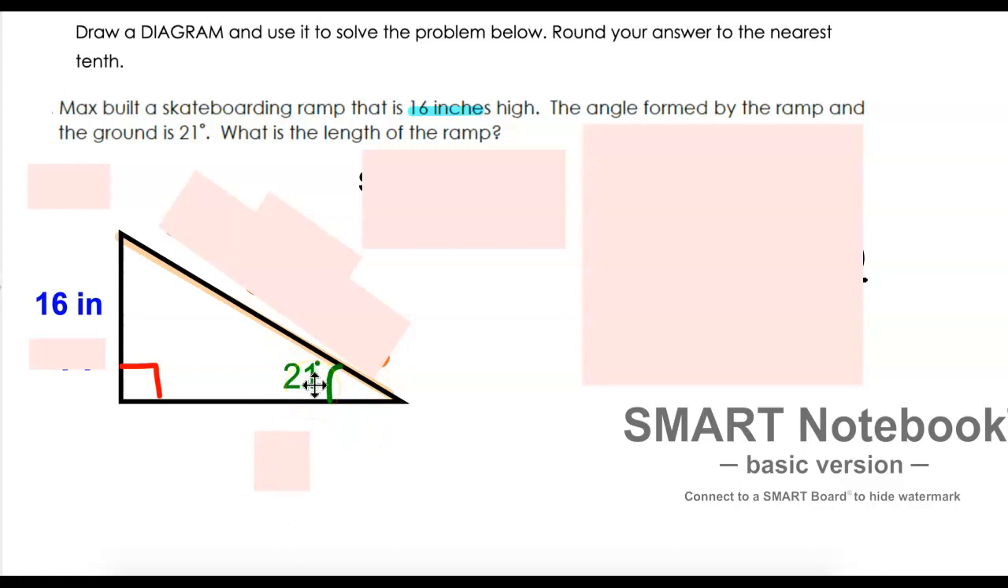What is the length of the ramp? Well, the ramp we just went over is this diagonal orange piece. We don't know the length of the ramp right now, so we're going to represent it with the variable x.